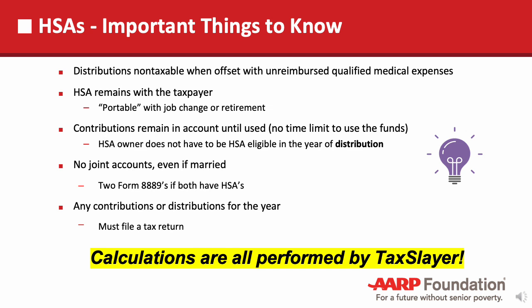There are no joint accounts, even if they're married. Two Form 8889s must be generated if they both have HSAs. And for any contributions or distributions for the year, a taxpayer would need to file a tax return. Don't worry though, all the calculations are performed by TaxSlayer.